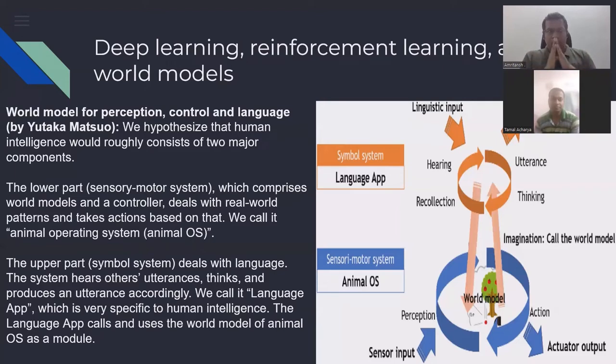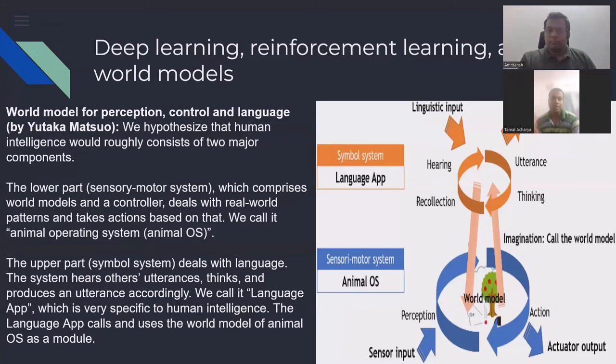Now, what they tell is that human intelligence roughly consists of two major components, the lower part and the upper part. The lower part is called the animal OS. They have termed this crudely as animal OS, animal operating system, because this is the part that comprises the world models and the controller, which deals with real world patterns and takes actions based on that. This is how we do it. We deal with the real problems. We see the patterns and everything, and then we take the action based on those.